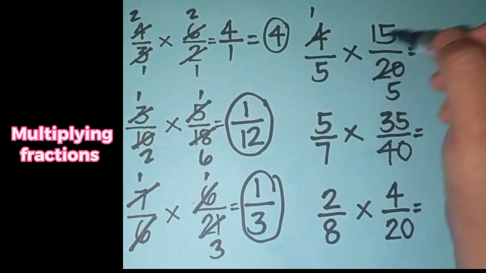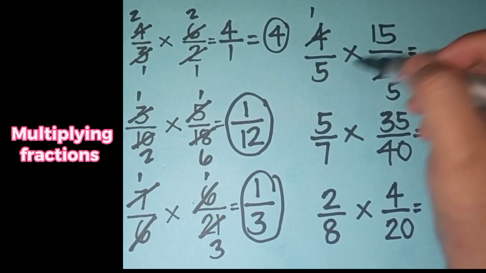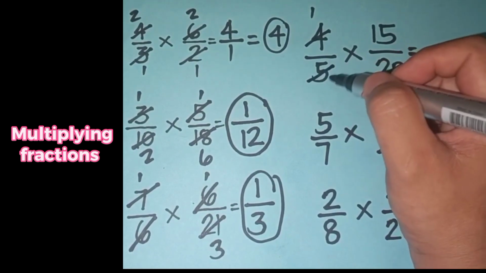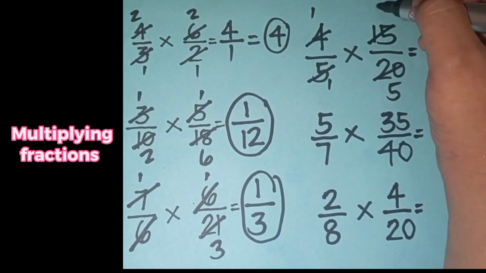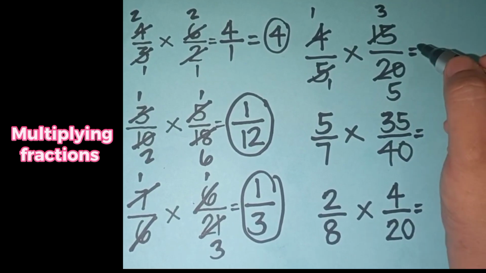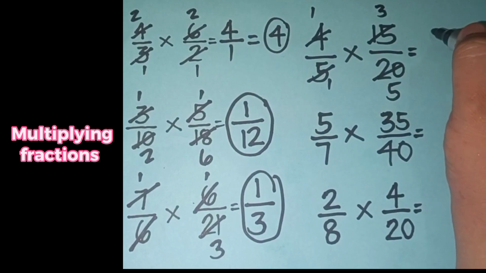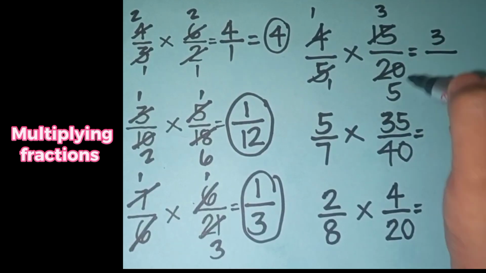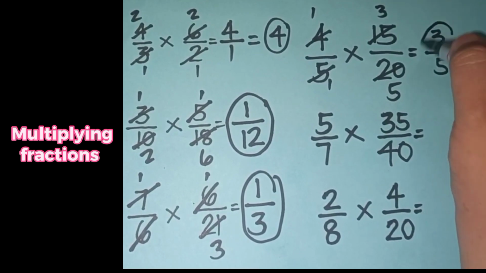And between 5 and 15, the GCF is 5. So how many 5 in 5? You have 1. How many 5 in 15? You have 3. So this time we have to multiply the remaining factors in the numerator. So 1 times 3, we have 3. And 1 times 5, we have 5. So the answer is 3/5.